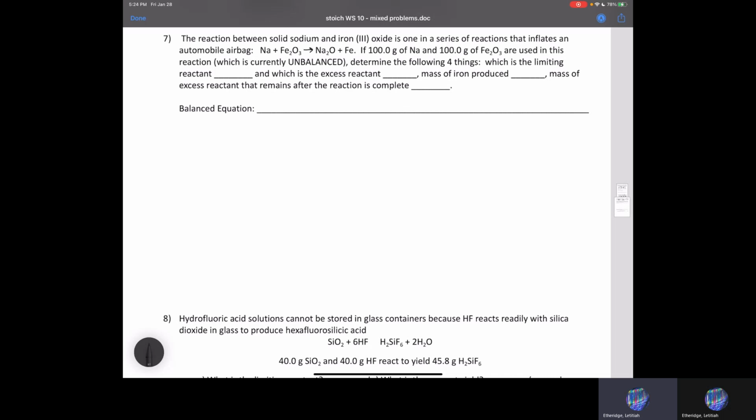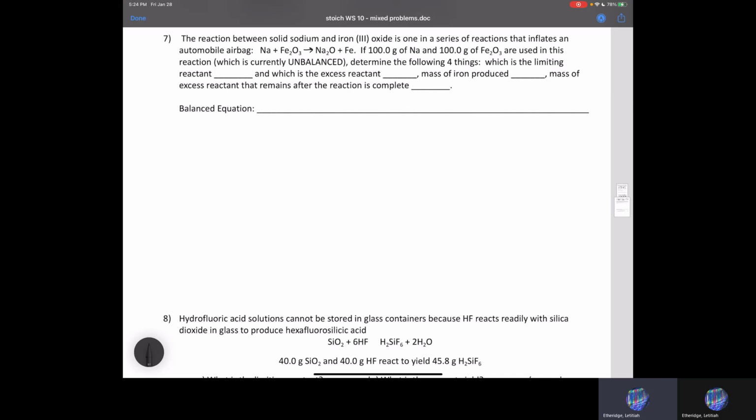But the reaction between solid sodium and iron 3 oxide has something to do with an automobile's airbag. It gives you 100 grams of sodium and 100 grams of iron 3 oxide. And then it asks you to determine 4 things: the limiting reactant, the excess reactant, the mass of iron produced, and the mass of excess reactant that remains after the reaction is complete.